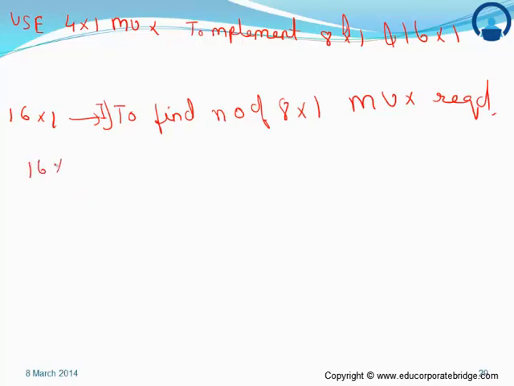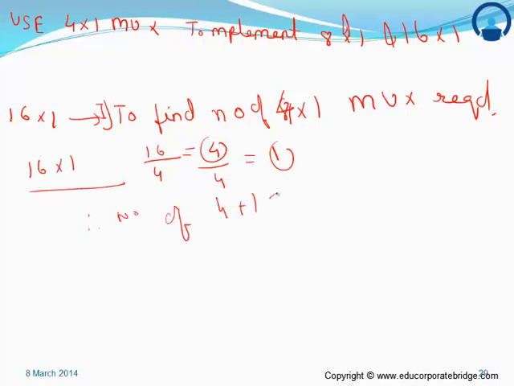Okay, so 16 cross 1, we are using 4 cross 1 mux. So 16 by 4 gives 4, which is again divided by 4 to get 1. Now since we have finally got 1, no further division is required. Therefore, a total of 4 plus 1, that is 5, 4 cross 1 mux are required to implement a 16 cross 1 mux.